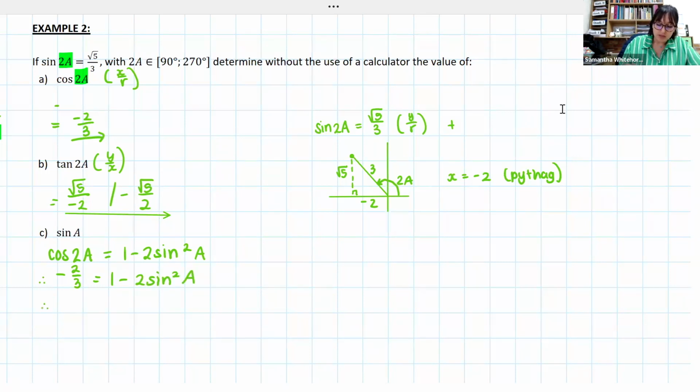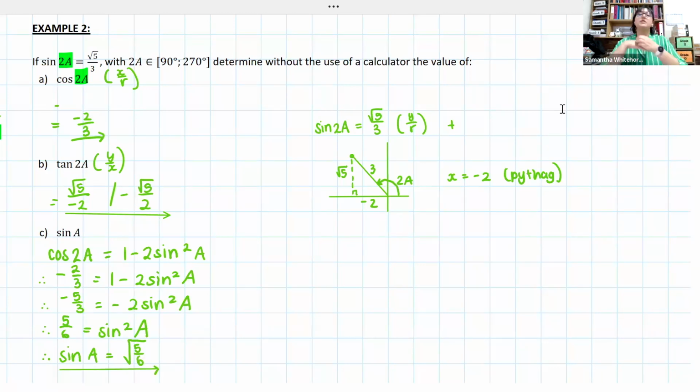So that means I'm going to subtract 1 on both sides, which gives me negative 5 over 3 is equal to negative 2 sine squared A. I'm going to divide both sides by negative 2, giving me 5 over 6 is equal to sine squared A. And we know that to get rid of a square, we square root. So sine A is equal to the square root of 5 over 6.